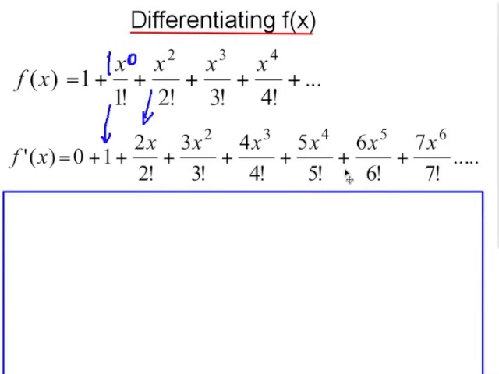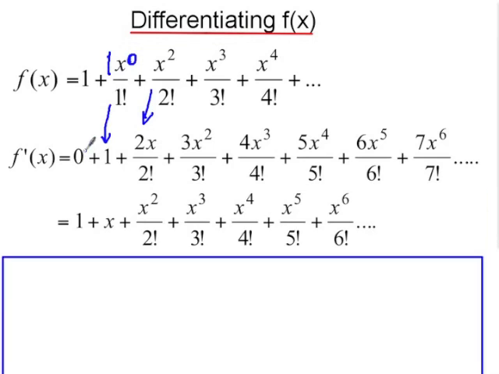Now if we simplify this series, obviously the 0 we don't need to write down, 1 is fine, 2x over 2 factorial, the 2's cancel, and this is just x. Now if we look at 3x squared over 3 factorial, remember 3 factorial is 3 times 2 times 1. So if we cancel the 3's, this is now x squared over 2 factorial.